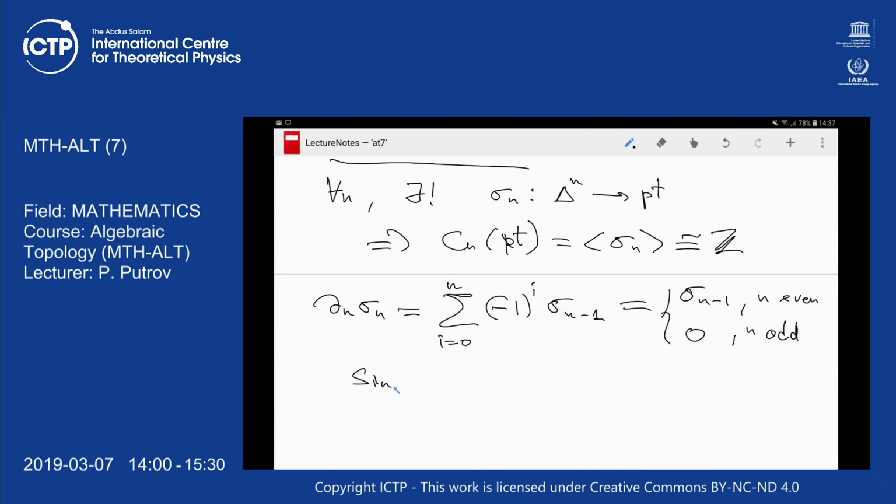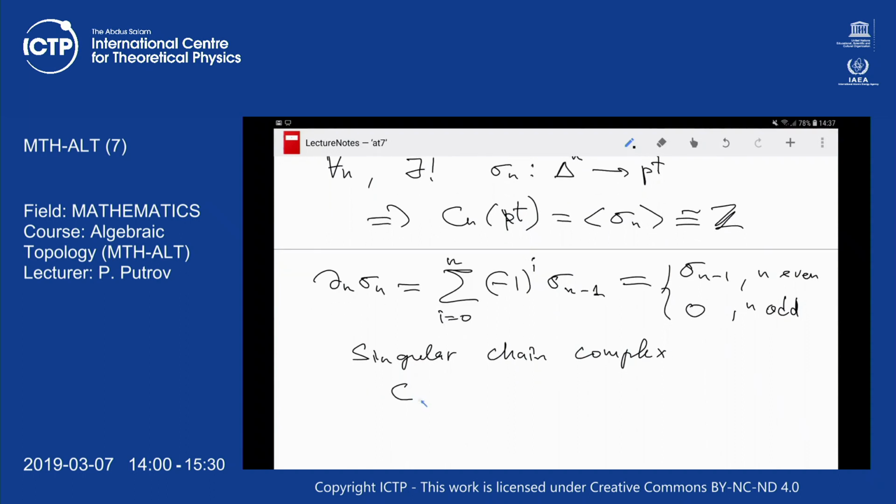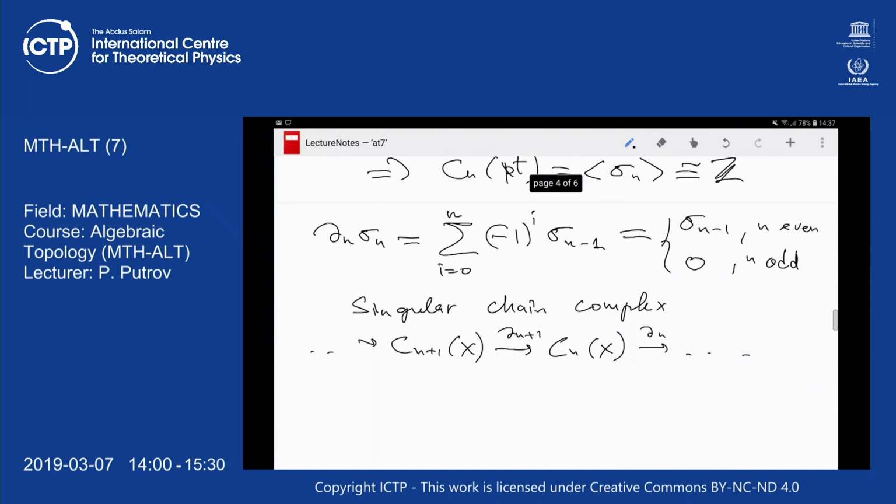So the singular chain complex. In general, by singular chain complex we mean, as we saw before, the following sequence. In this case, it explicitly looks like this. Let me write it from the beginning. This will be Z, which is C0. This will be another Z, which is C1. There will be another Z, which is C2.